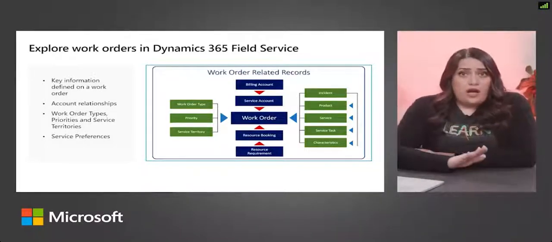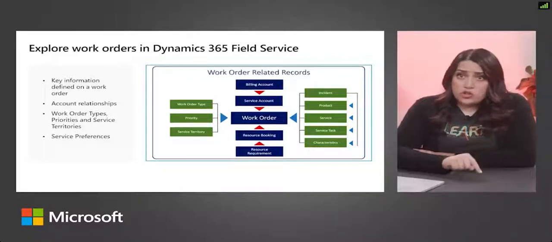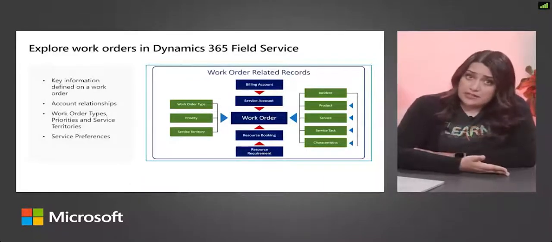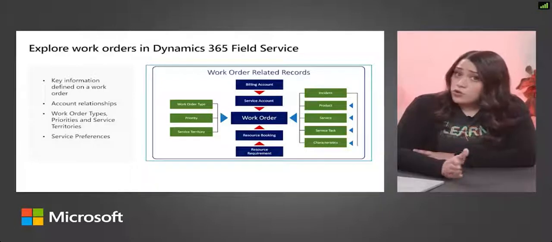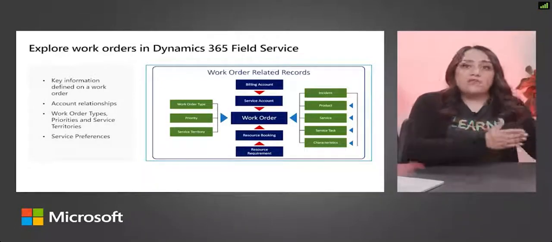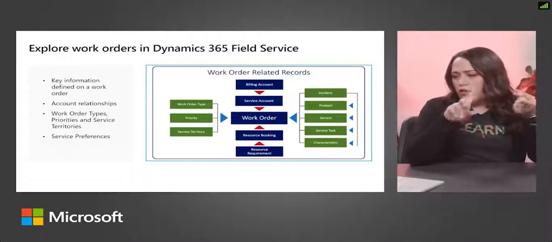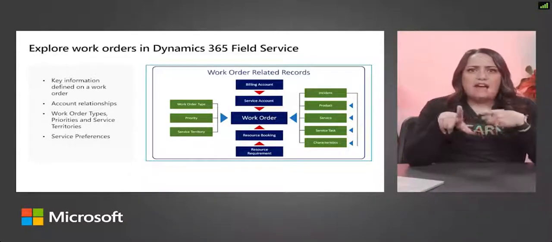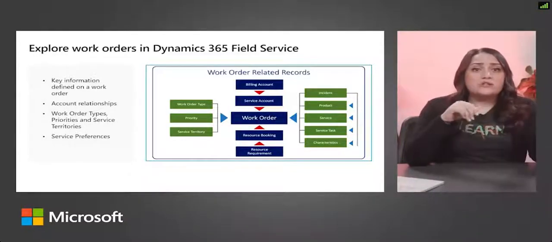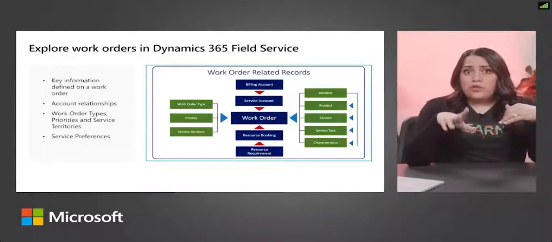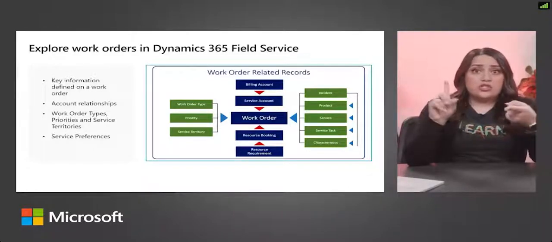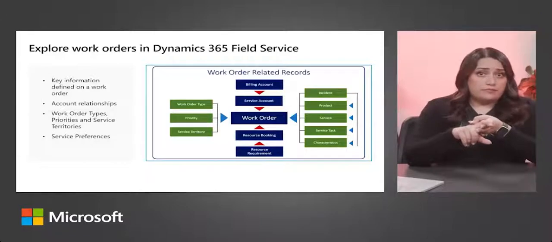So the first thing, when we look at a work order, it's always going to be associated with an account. The account record can be a service account, like where the work is being done, but you can also use a billing account, and that's where the invoice for the work is going to be sent. With the account, you're also going to have the category of the work order as well as a priority. So you can set preferences for things like start times as well as scheduling.